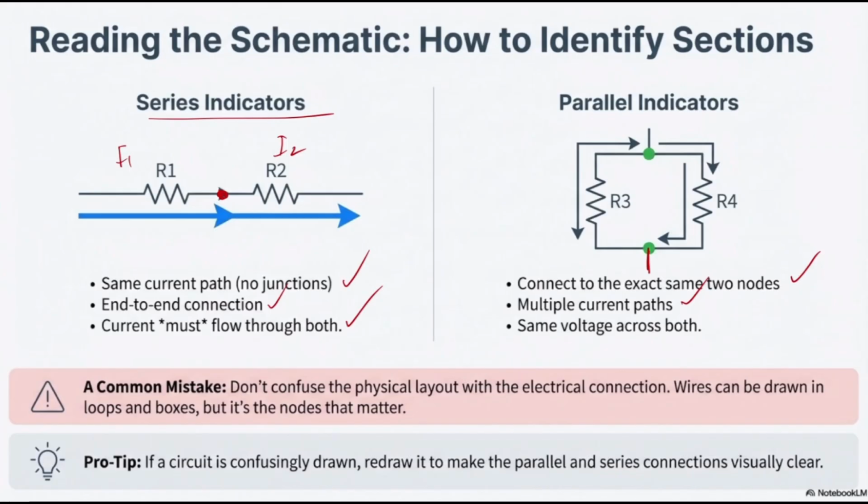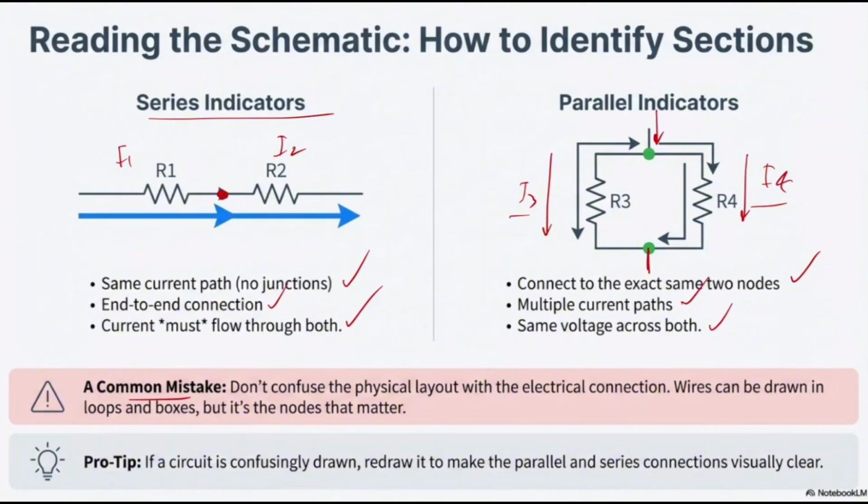Then we do have the multiple current path. Unlike the last one, we do have, for instance, I3 and I4. We know for a fact that the current that gets inside should be the same as I4 plus I3. So the good thing is we do have the same voltage across both of them.